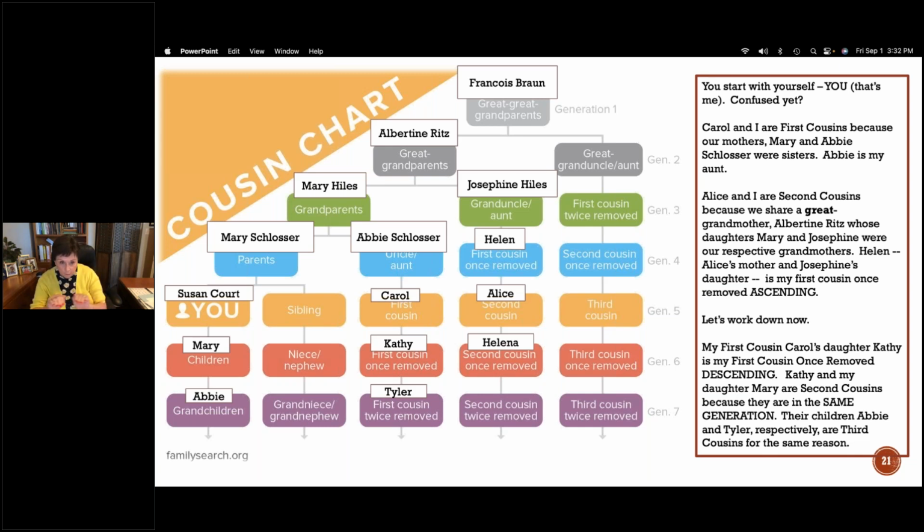Now, if you go one more to the right, you will see Alice. Alice and I are second cousins because we share a great-grandmother, Albertine Ritz, whose daughters, Mary and Josephine Hiles, were our respective grandmothers. Okay, Helen, Alice's mother, you got that? Helen, Josephine's daughter, is my first cousin, once removed, ascending. My first cousin, once removed, ascending.